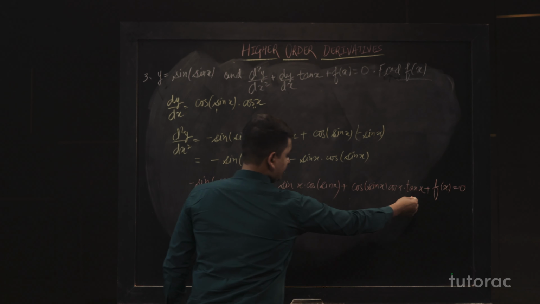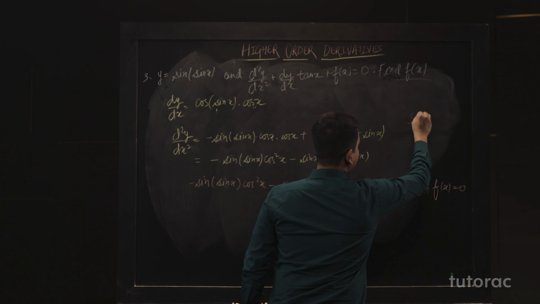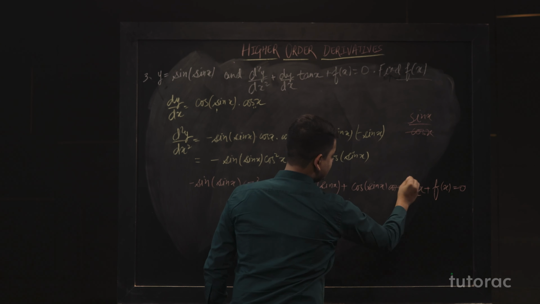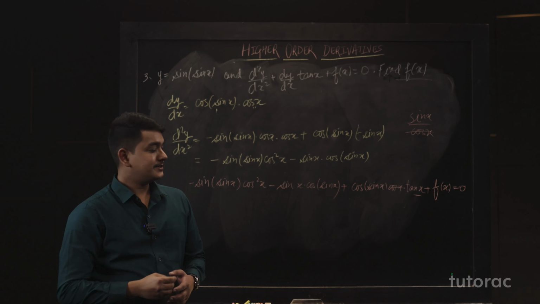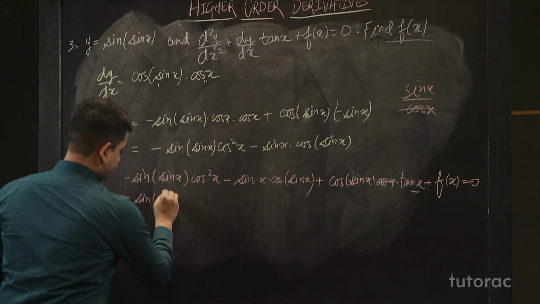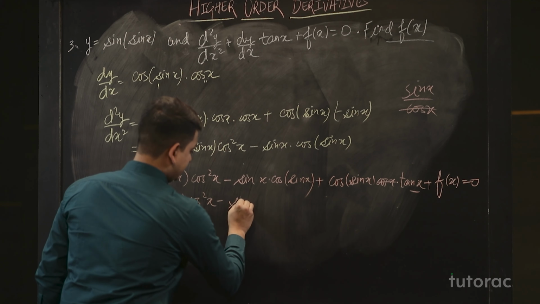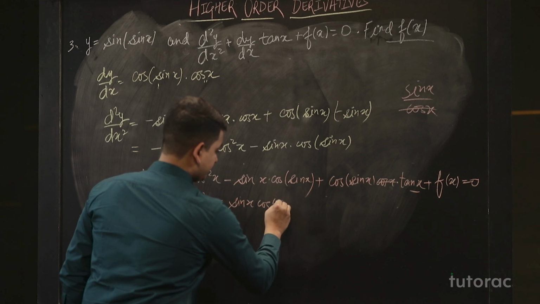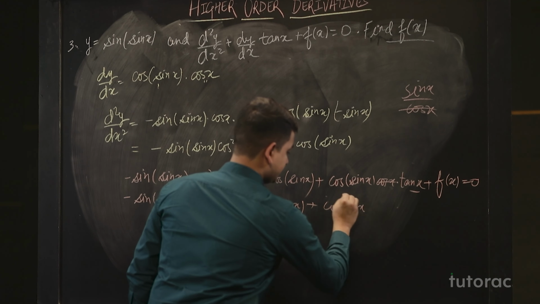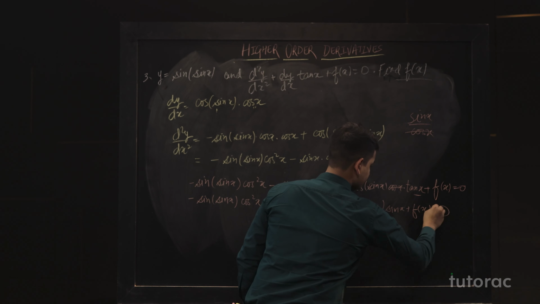Now if here I put tan x = sin x / cos x, then this cos x will cancel this cos x and I'll be left with sin x. So if I put the respective value, then I'll get minus sin(sin x) into cos²x minus sin x cos(sin x) plus cos(sin x) into sin x plus f(x) = 0.